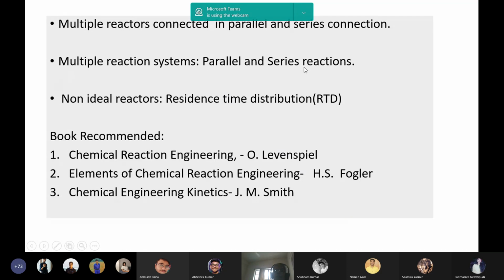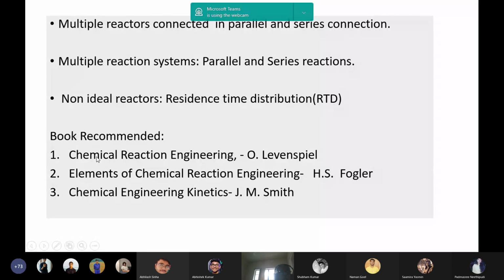And the reaction may be series type, where A is giving B, B giving C, C giving D, like this. That is, in series they are forming various products, and one of the products will be the desired product. So the optimization of the desired product is required. This is the 7th chapter, and the last chapter is non-ideal reactors, residence time distribution.